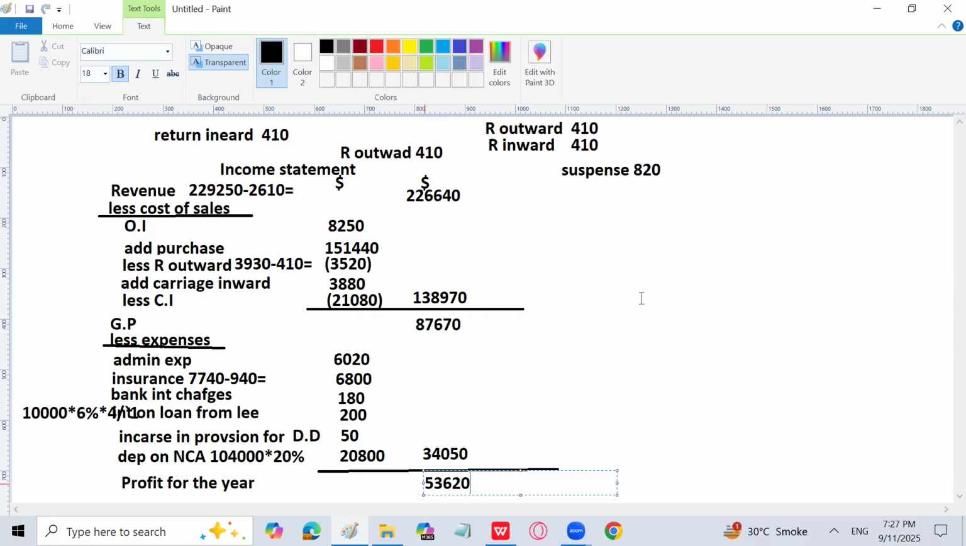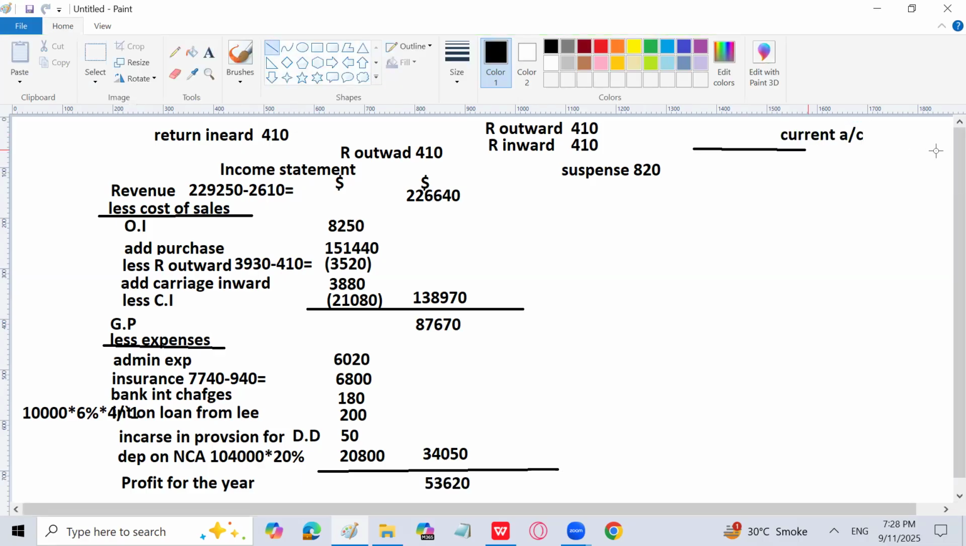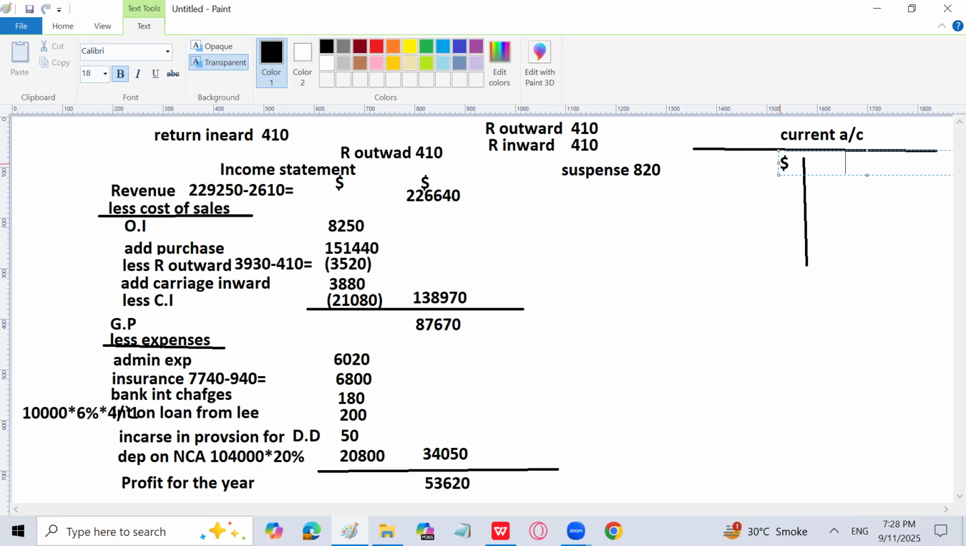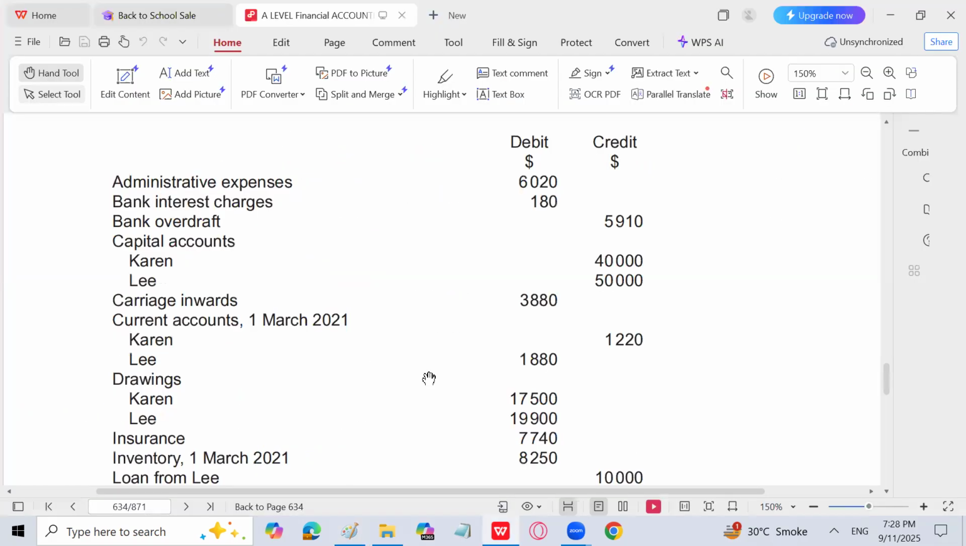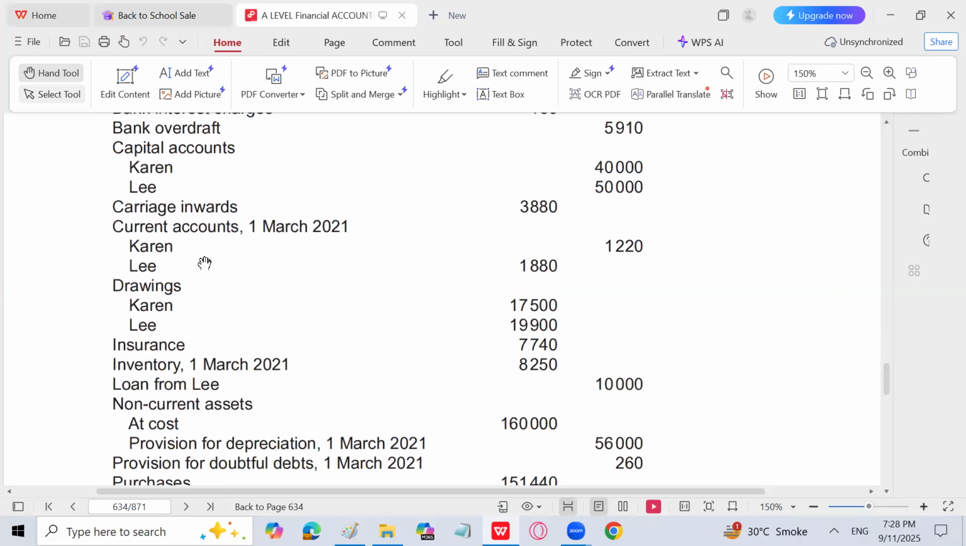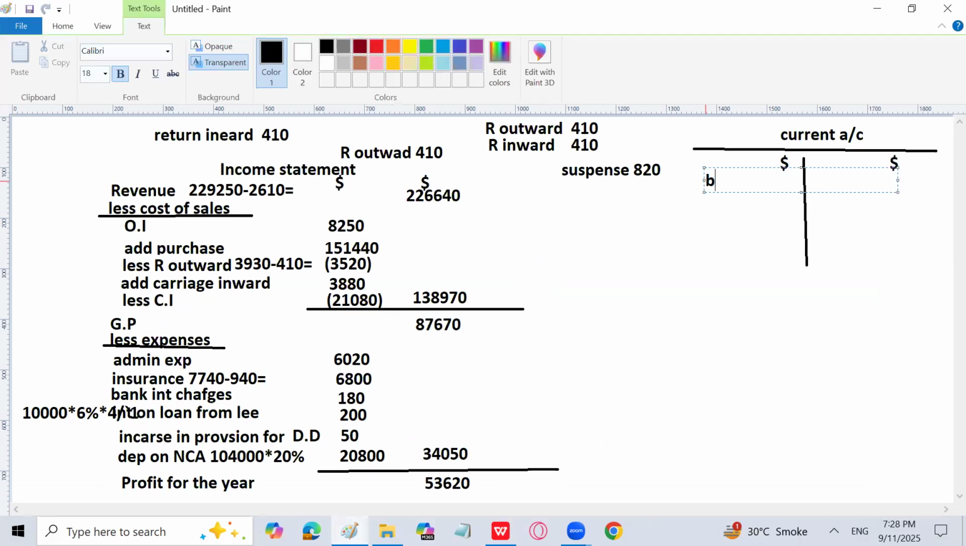Okay. Now I have to prepare the current account of Lee. So let's prepare the current account of Lee. Okay, they have asked us to prepare the current account of Lee only. So simple is this, that in Lee's account, there is no interest on capital, there is no interest on drawing, there is no salary also, right? Only we have to prepare the current account. There is a profit share only. So let's see the current account. Lee has a balance in the current account, which is 1880 debit. It's a loss. So I will write here, brought down 1880. It's a debit balance.